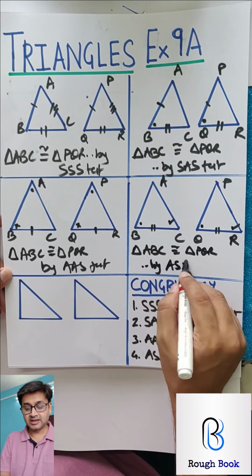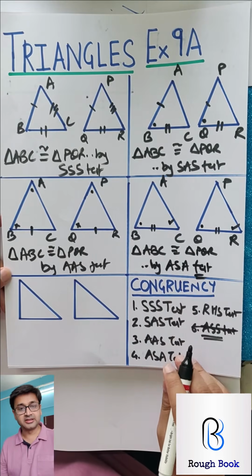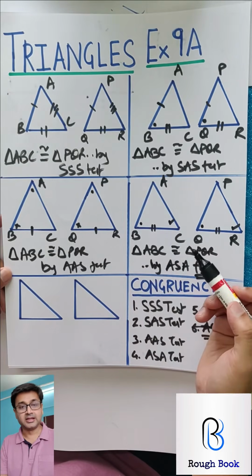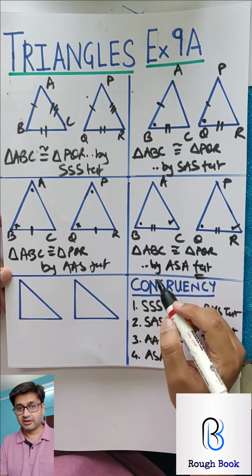So I will say triangle ABC congruent to triangle PQR by what test? ASA test. Are you getting this now? ASA. S is in between the two angles. See, the placement is very, very important.